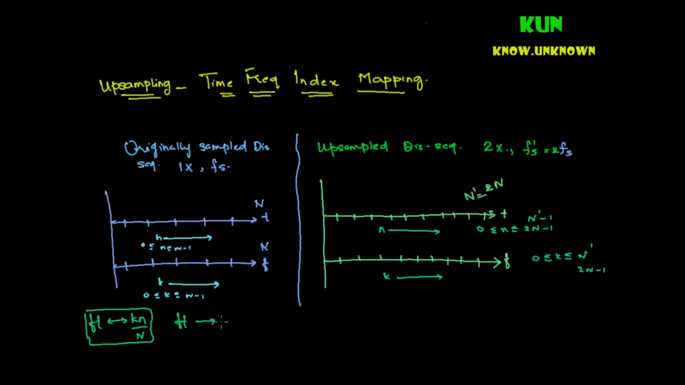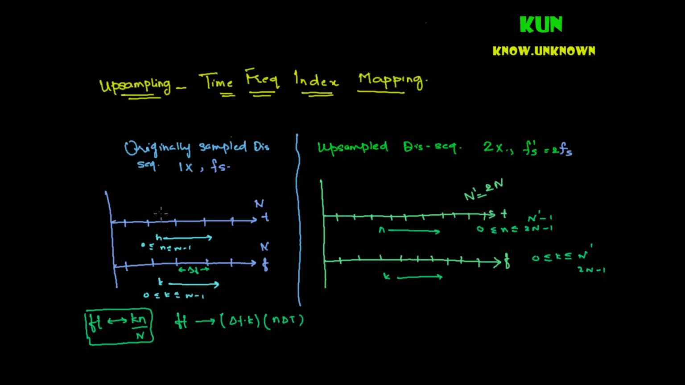We had already seen that f is equal to delta f times k, right? And delta f is nothing else but this. This is my delta f. And what is my running time t, analog time t? It is equivalent to n times delta t, correct? It is n times delta t.